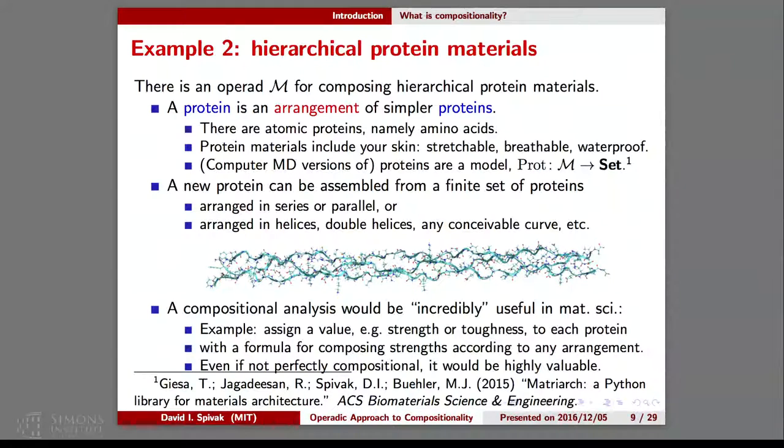Now, if you had a compositional analysis of this, it'd be incredibly useful, incredibly because I would find it pretty non-credible that you could actually do that. But it'd be great if you could assign to each amino acid or each protein a strength or a toughness or whatever people study in material science. And then when you compose them by attaching or putting them in parallel, you'd have a formula that told you an expected strength or toughness of the new material. I think this would be the holy grail of protein material science. And even if it wasn't perfectly compositional, I think that'd be a very valued thing to have. It tells you that you can guess what you're going to get strength-wise by looking at the strength of the pieces and how they fit together.